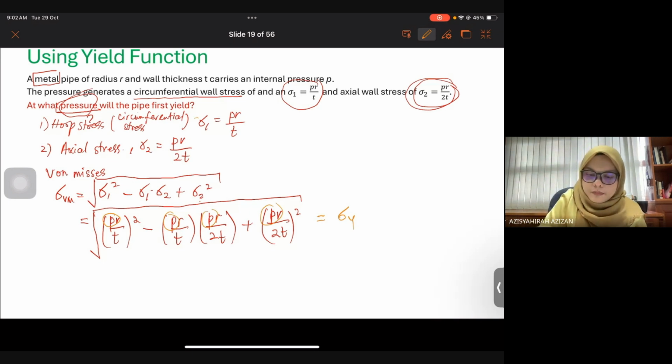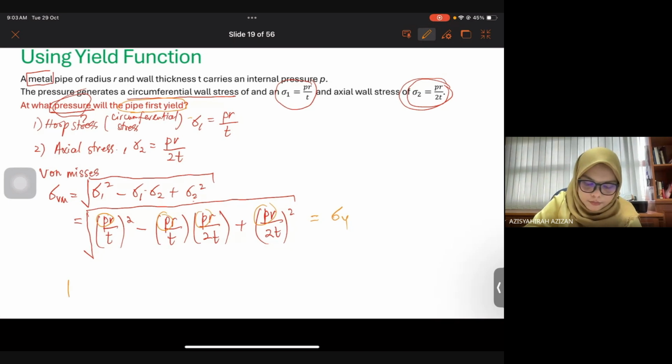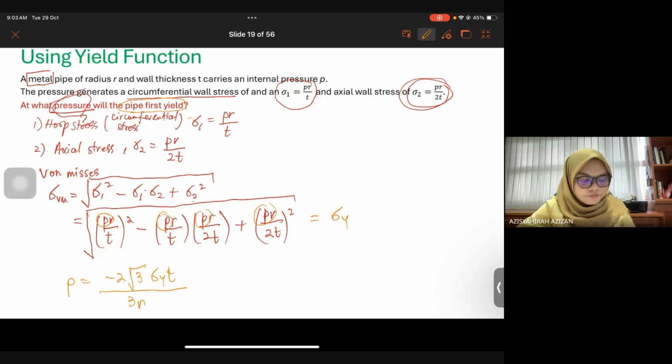When the pipe first yields, the von Mises stress should be equal to sigma yield. Then you need to simplify this equation, all right? At the end you will get P, the pressure, equal to minus 2 square root of 3 sigma yield times the thickness over 3 r radius, right?